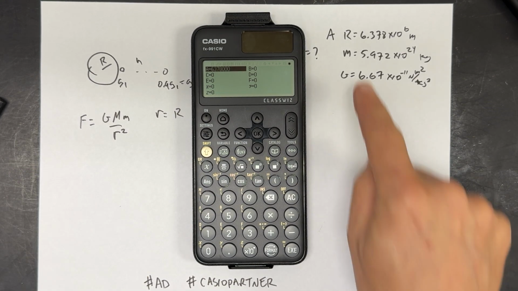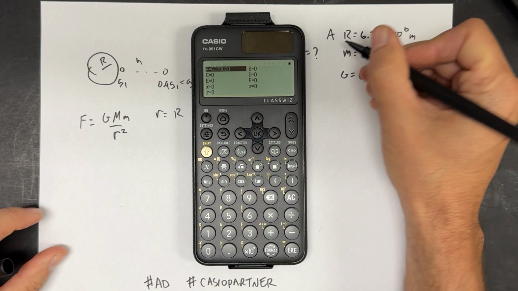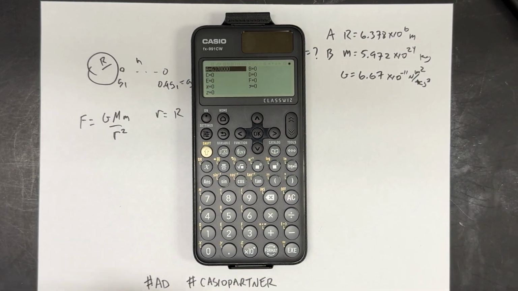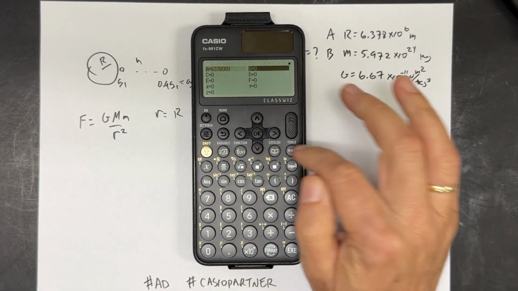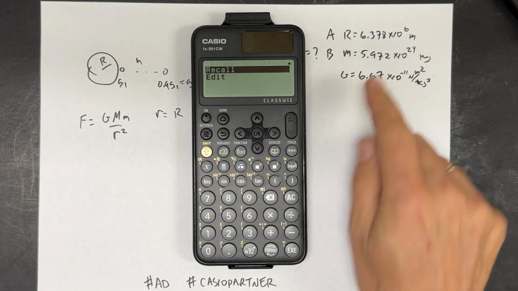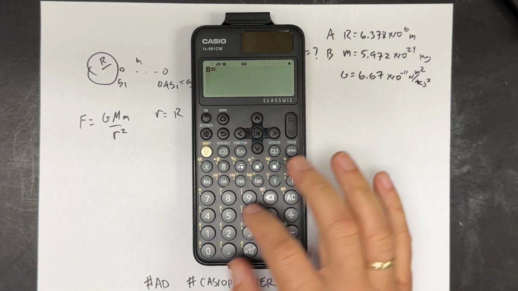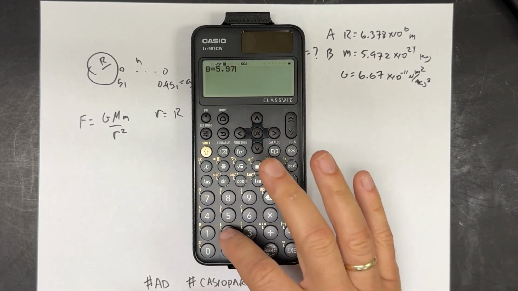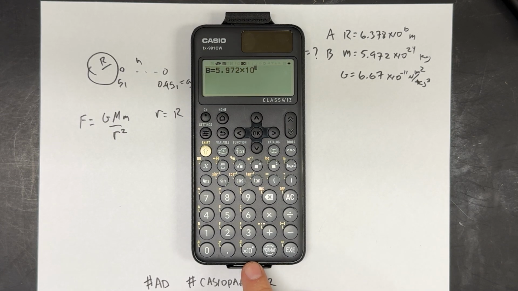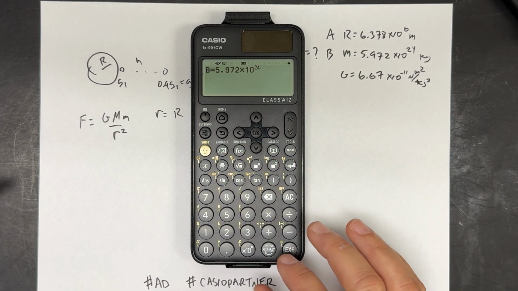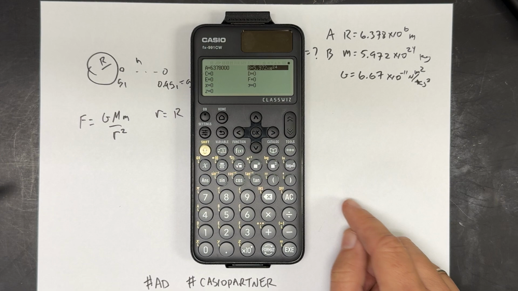Okay. Now let's enter the mass of the Earth as B. So I'm going to choose B right there. Okay. And I want to edit this and enter 5.972 times, I do like the times 10 button instead of EE, so it's the way we write it, it's the way it looks, but 24. I got it. Execute. Okay, so now I have those two.